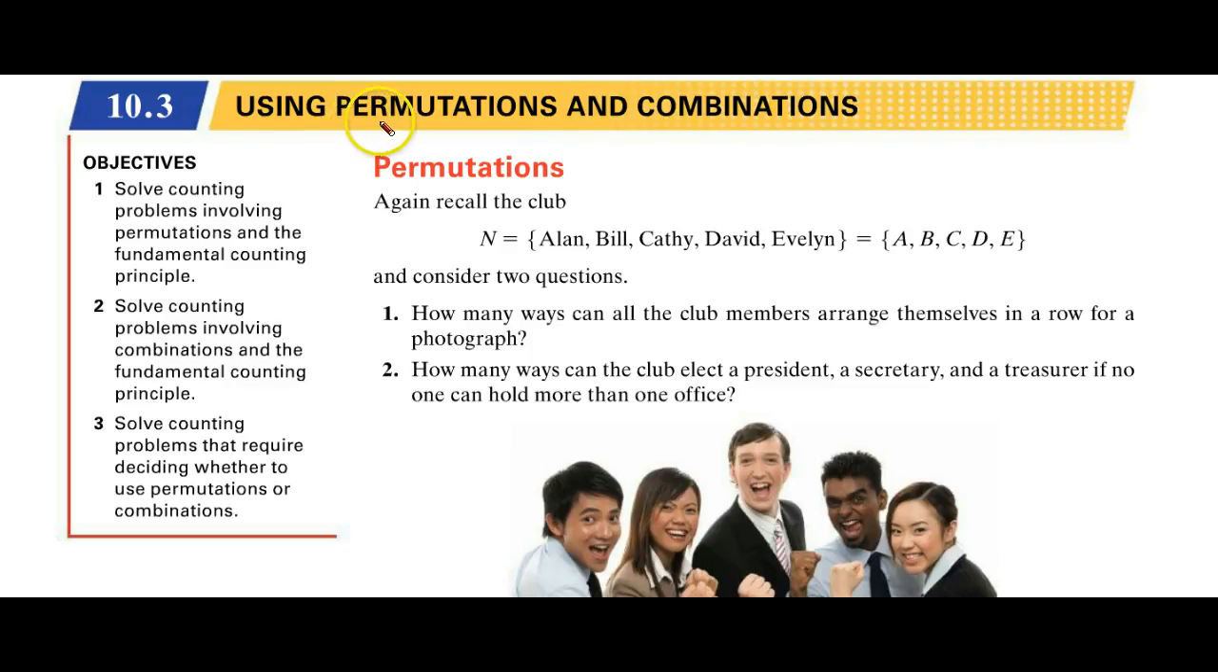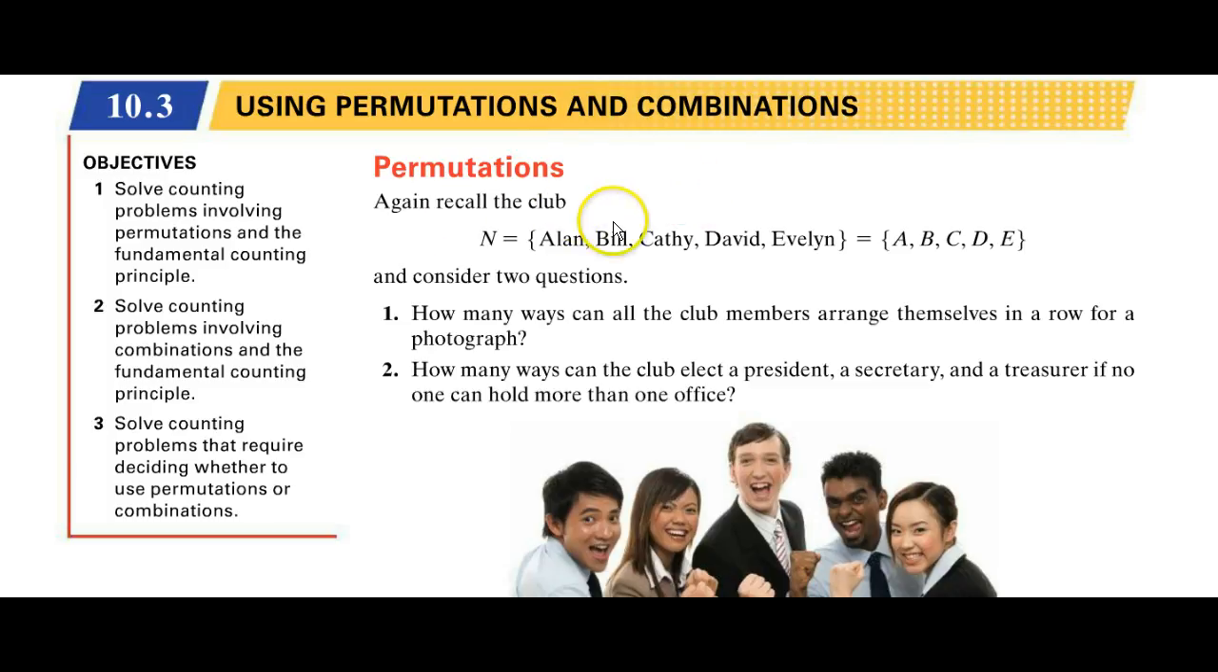For permutation, order is important. For combinations, order is not important. So we'll be repeating that throughout, but let's go on to look at the section in some detail.